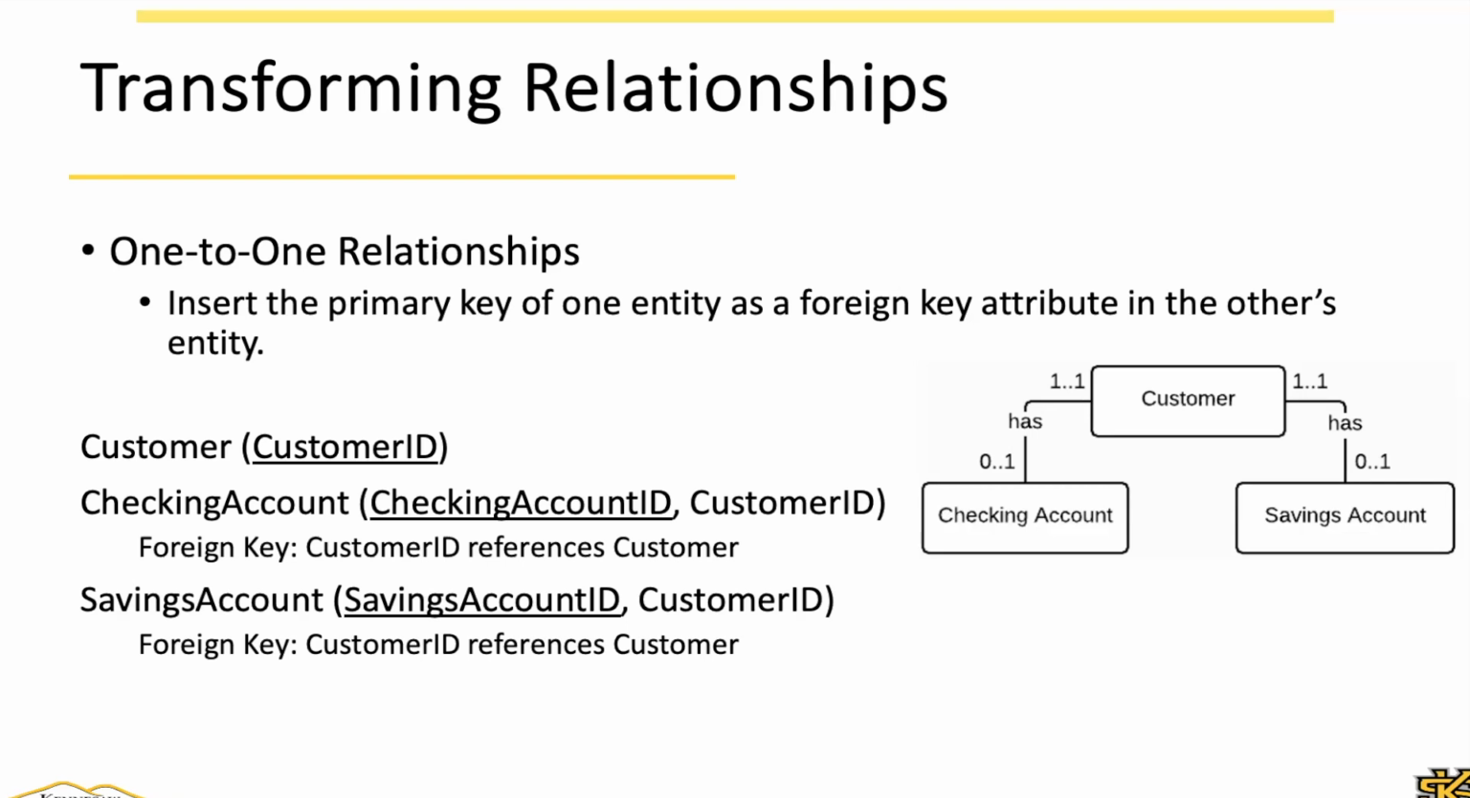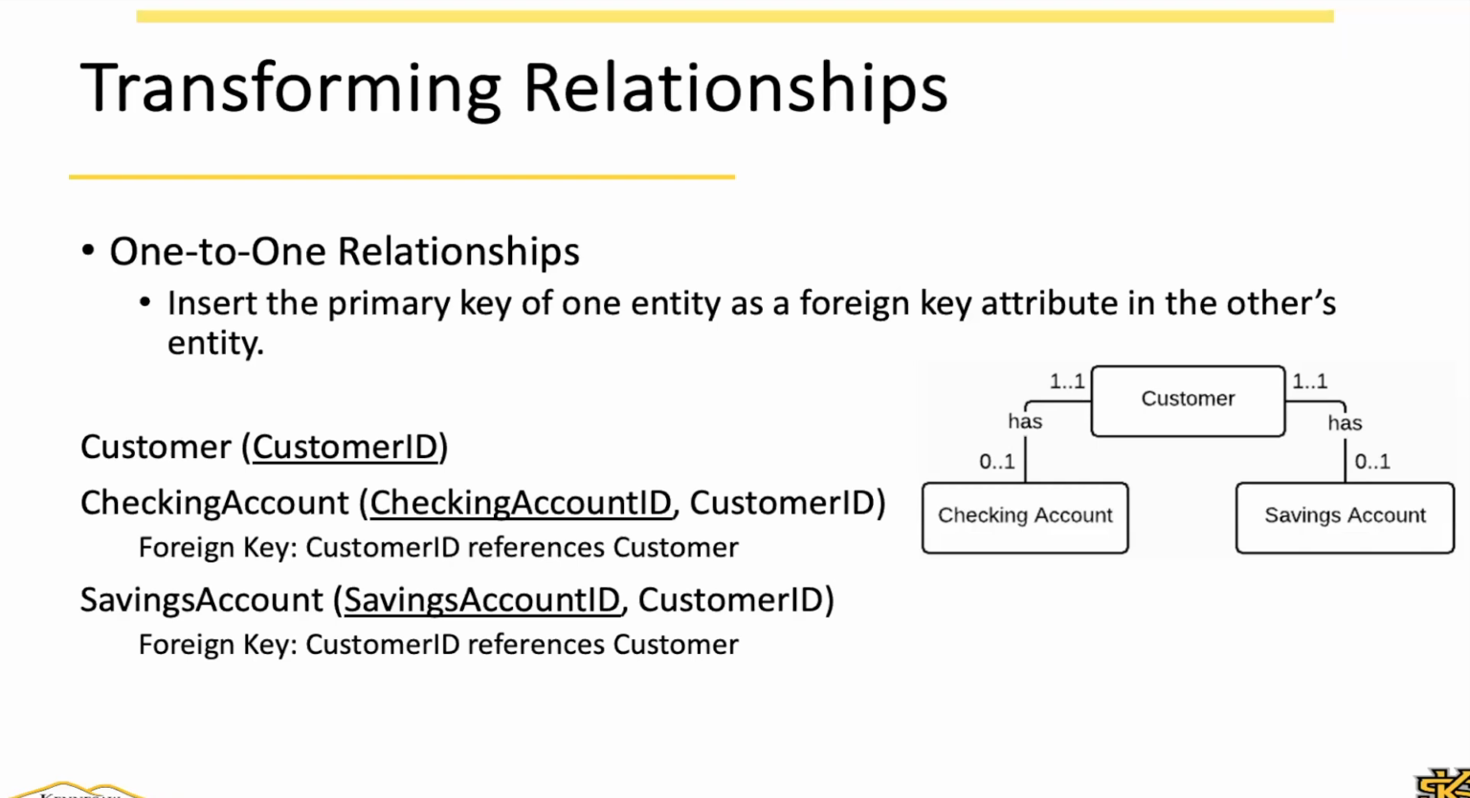Customer table. You will have a customer table with customer ID as the primary key. To simplify, we will remove other customer attributes for now and focus on customer ID as the key. Checking account table. You will have a checking account table with the checking account ID as the primary key. This customer ID will serve as a foreign key to establish the relationship with the customer table.